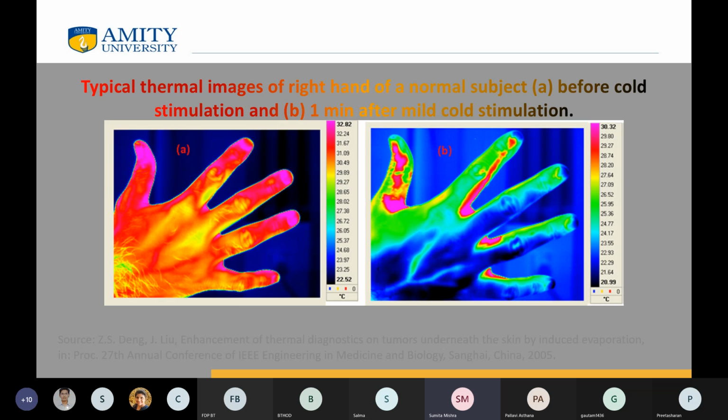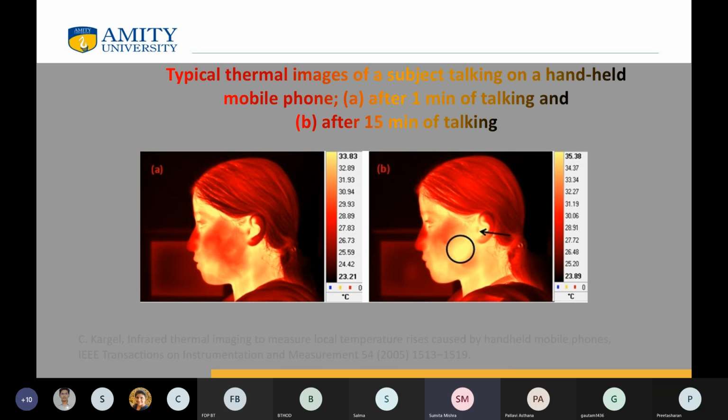So that is one thing which is being explored. Then here you see that there is a subject, and that particular person was using a handheld camera for some time. In the first image A, you see that the person talked on a mobile phone for 1 minute. After this, you can see that there is not much thermal change. And in the second image, with the arrow, you can see that the temperature change is large, right? So why is this large change there, and what are the after effects of this? These kinds of research areas are being explored in the thermal imaging domain.